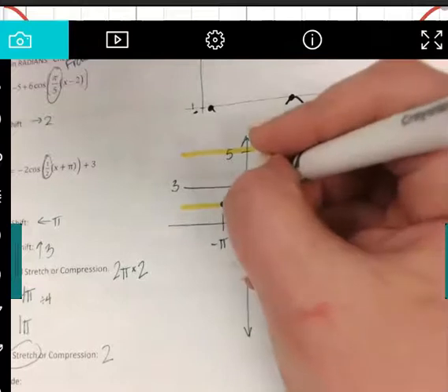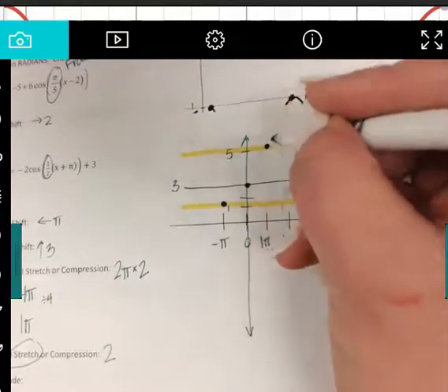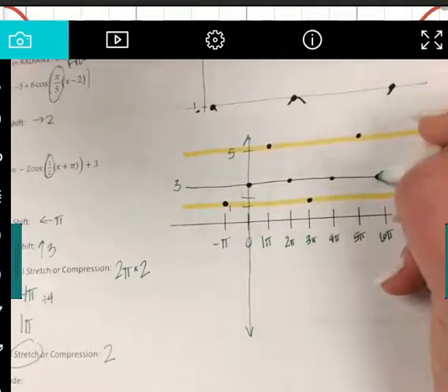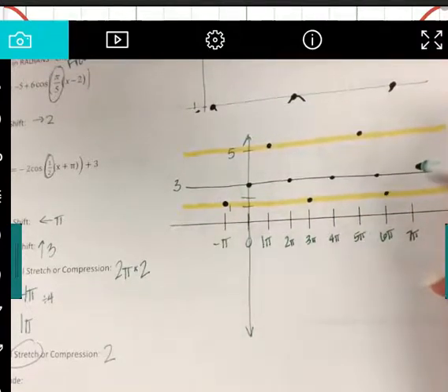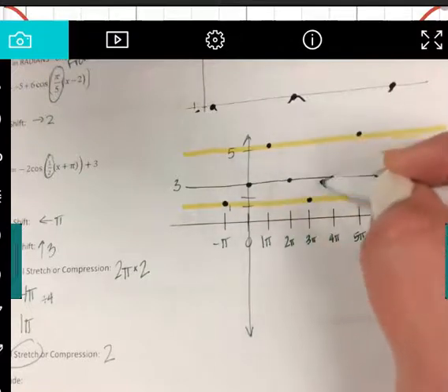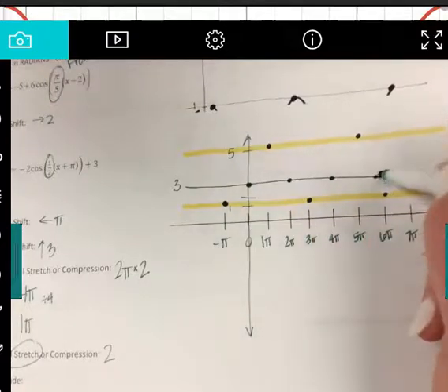Okay, then 0 goes back to the middle, then pi goes high. Then middle, then low, then middle, then high. Then middle, then low, then middle. I think I got off. Low, middle, high, middle, low, middle, high, middle.